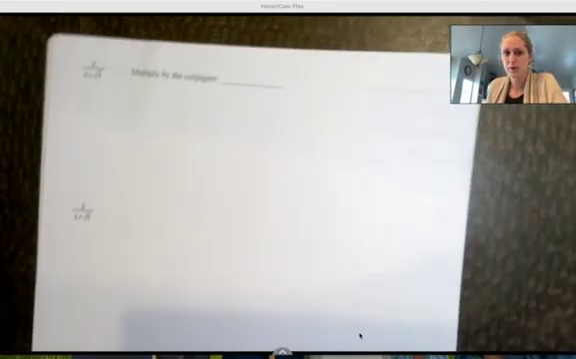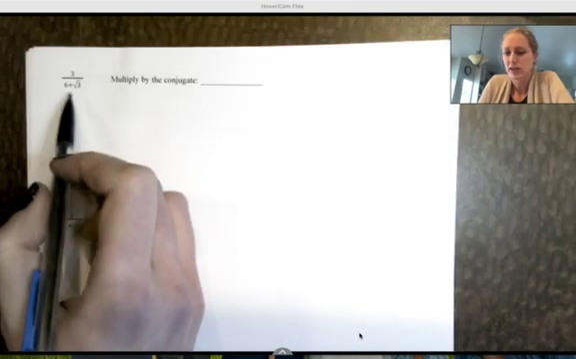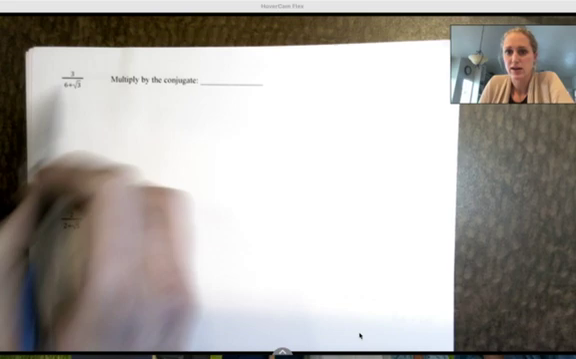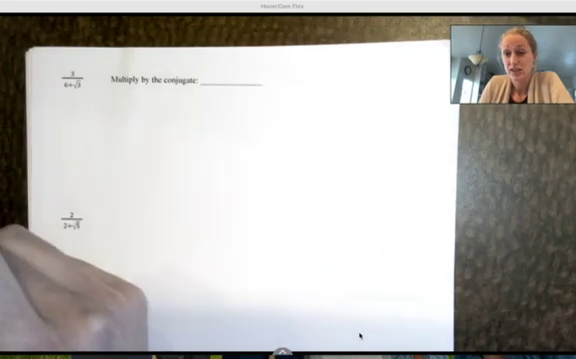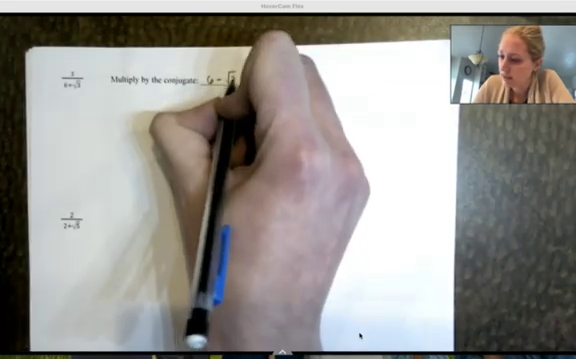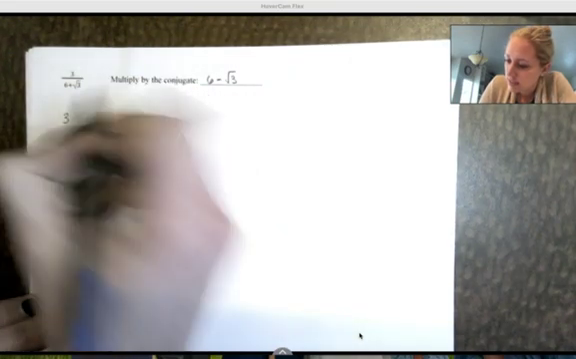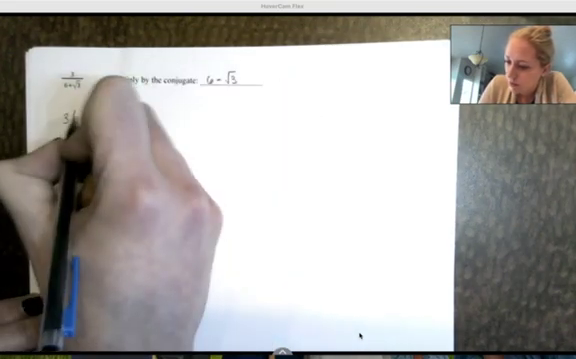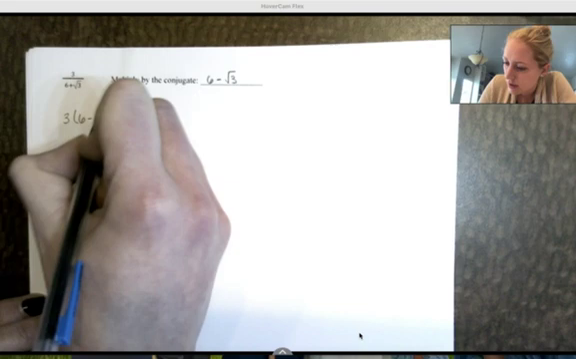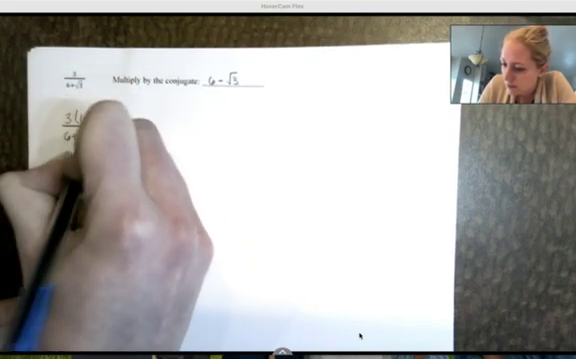Okay, so if we multiply by the conjugate for this one, this is how we rationalize when I have a radical in the denominator that's got addition or subtraction with it, is we multiply by the conjugate to rationalize. So here it's going to be 6 minus square root of 3. So we're going to do 3 times 6 minus root 3 on the top and on the bottom.